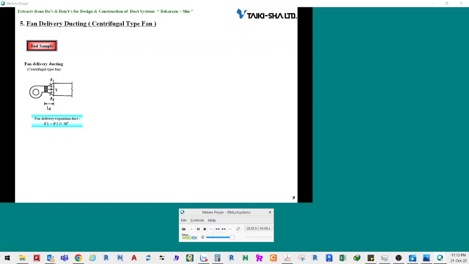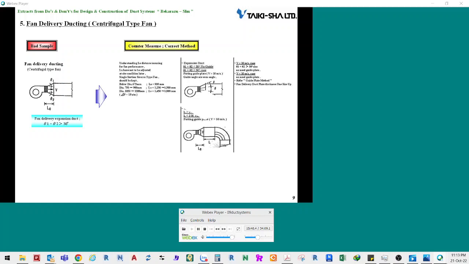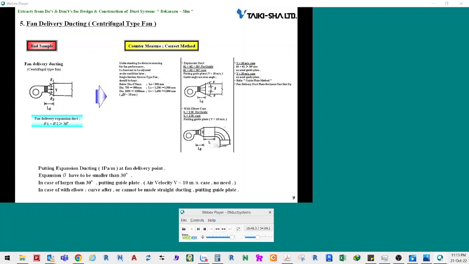Not only suddenly narrowing ducts but also suddenly extending ducts offer great resistance. In such a case, you should design the duct as illustrated on the right side of the slide. The cross-section area of the duct on the fan outlet should be extended so that 1 pascal per meter of pressure loss can be attained. The extension angle should be 30 degrees or less.